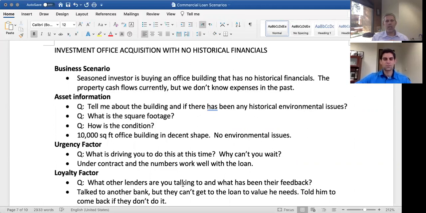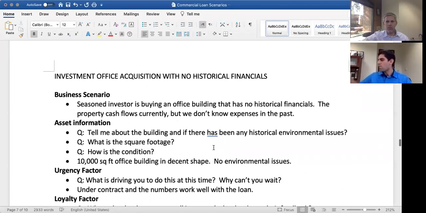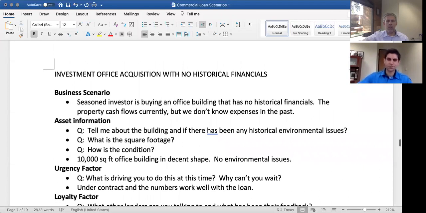So again, today we're talking about a seasoned investor who's buying an office building. There's no historical financials. The property cash flows currently, meaning in the current period with the rent roll and everything, but we don't have any expenses from the past. The seller didn't keep any books or records, and that obviously is a challenge that we face.